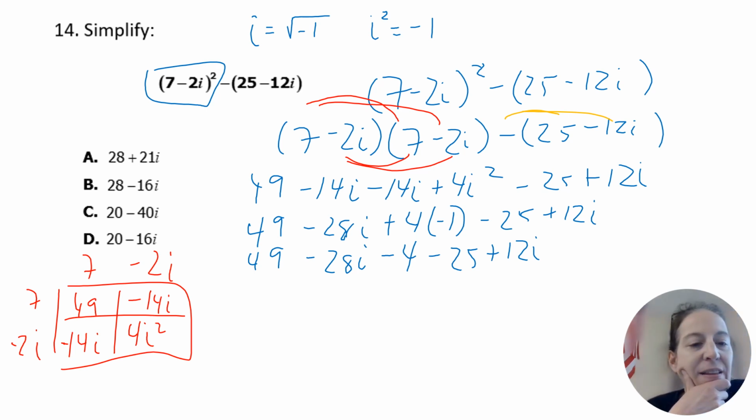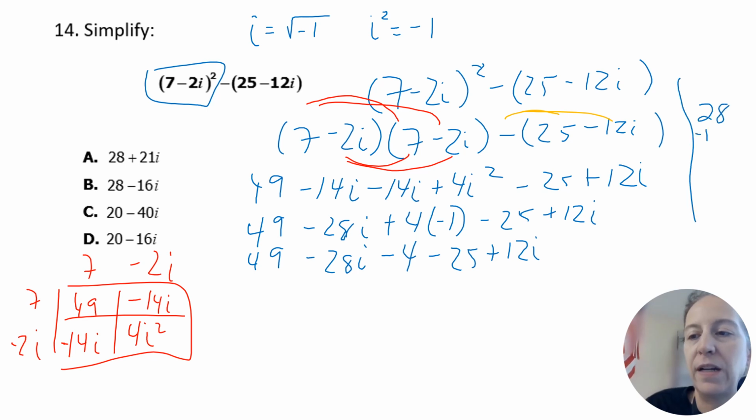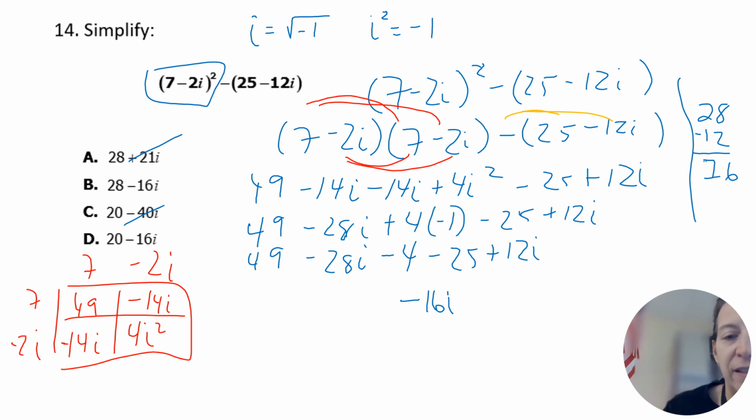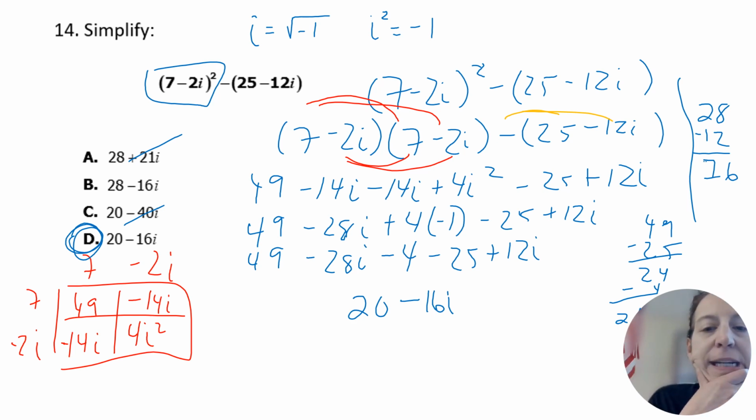What can I do with this? I've got to do the whole thing, don't I? Unless I do the i's first. Do the i's first. Negative 28 plus 12 is what? I'm doing some scratch work off to the side here. That is negative 16, so that is negative 16i, which means it's not A or C. And I've got to do the rest of this. I need to do 49 minus 25, which is 24, minus 4 more. So that is 20. So 20 minus 16i is answer choice D.